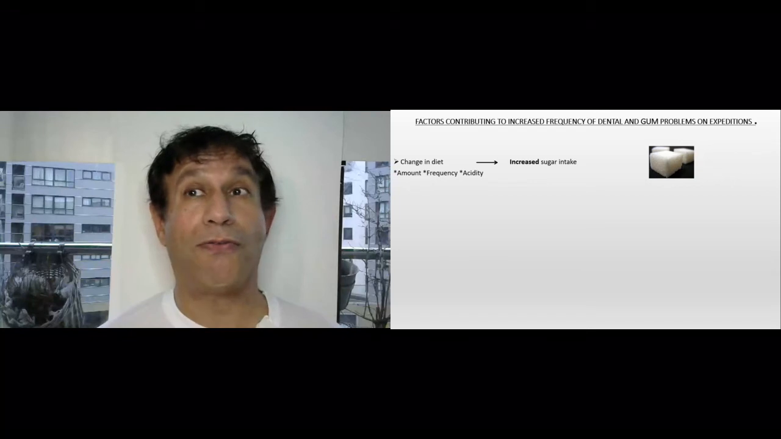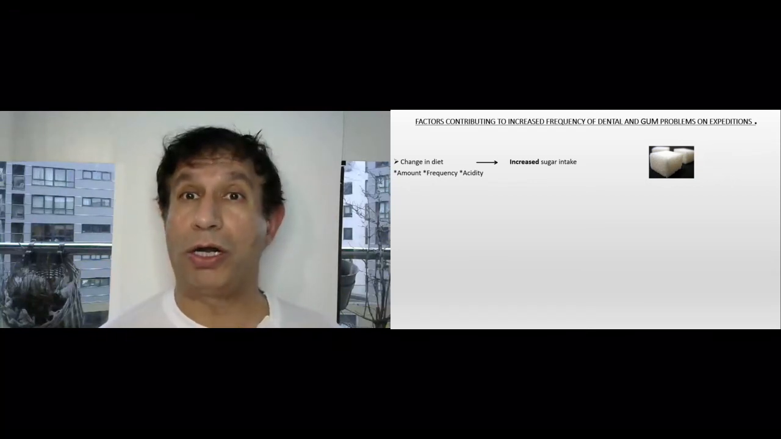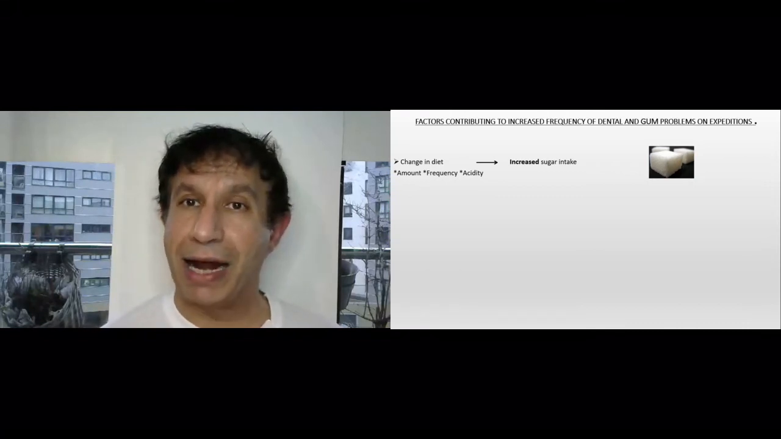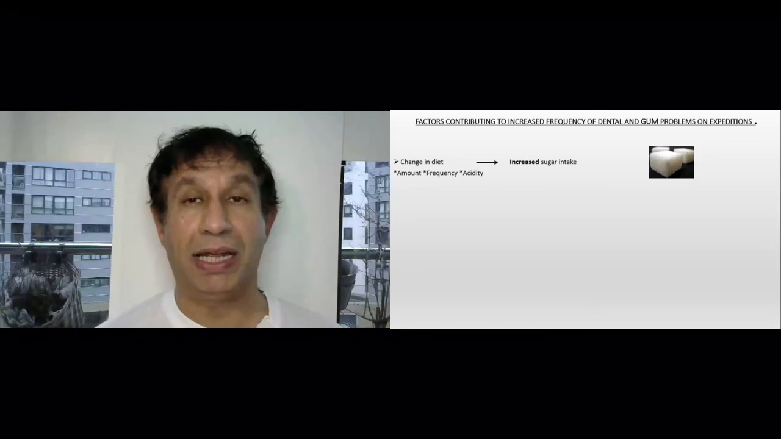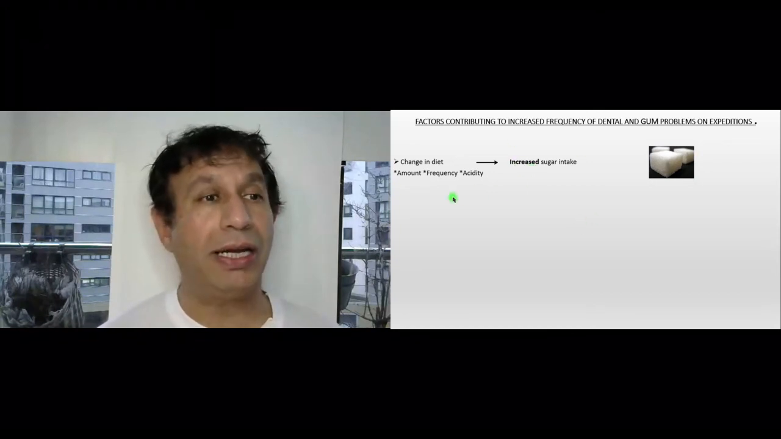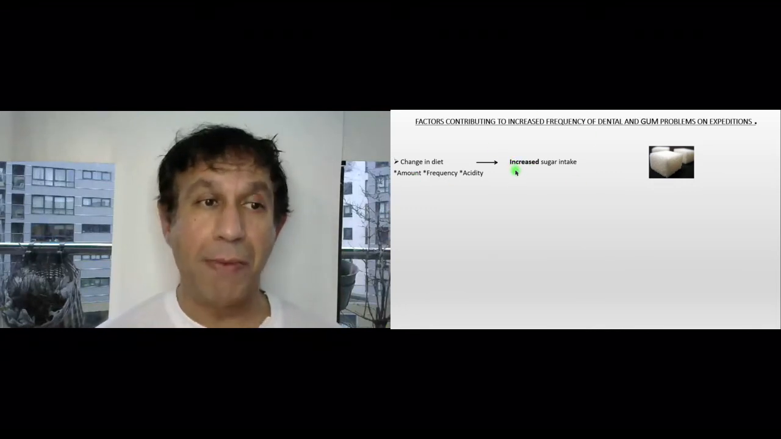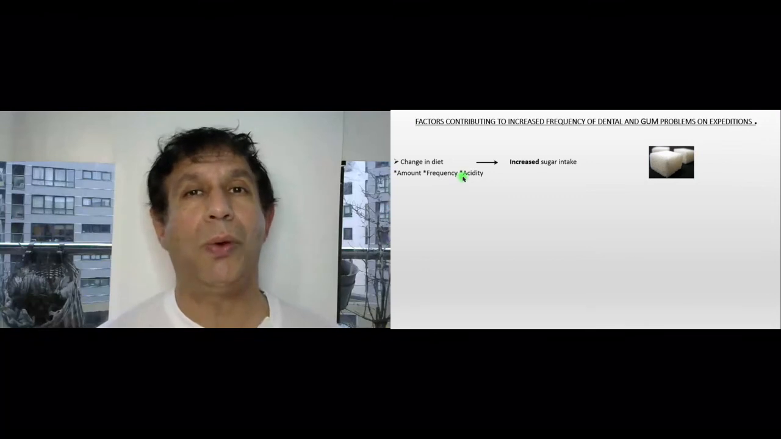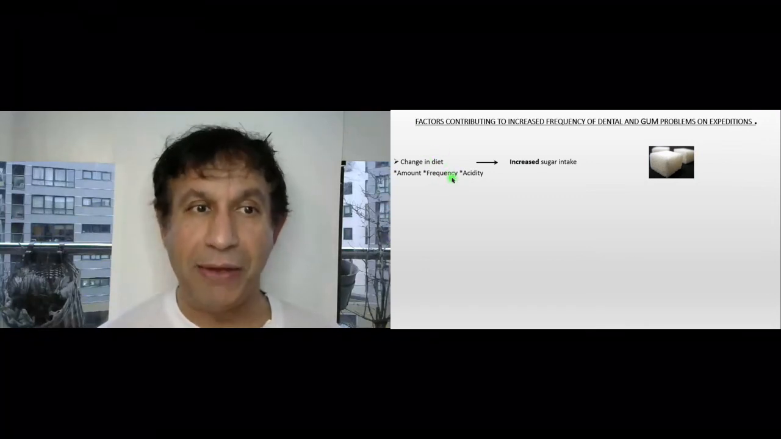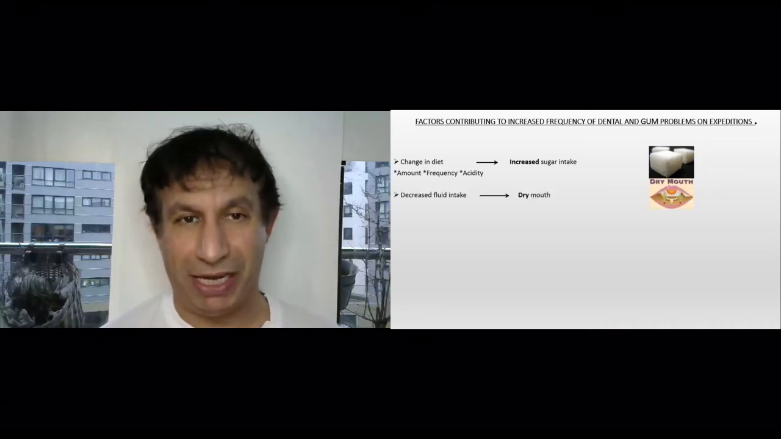When we talk of individuals on offshore oil rigs, on shift systems, again, we know for a fact that the diet tends to change. It tends to shift to a high sugar diet. So not only does the amount of sugar intake increase, but also the frequency with which we expose ourselves to the sugars, and our diet shifts to the more acidic spectrum of the pH.